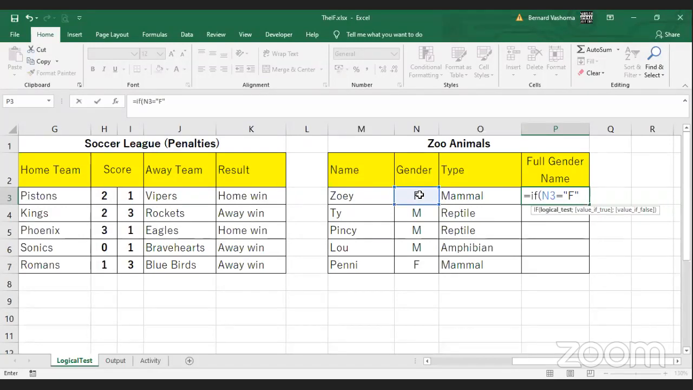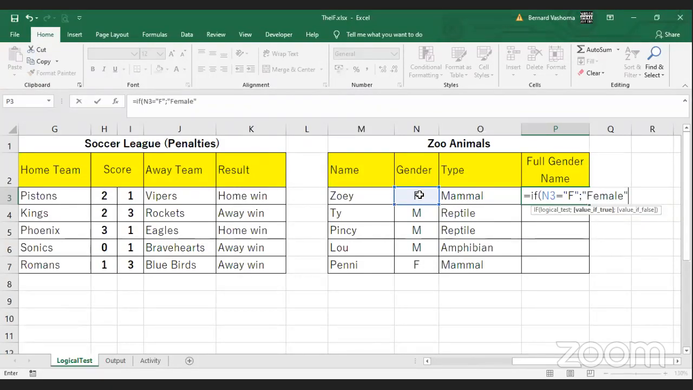And again, especially when you're dealing with alphabetical letters, like in this case F, you can't say if N3 is greater than F or is less than F, because this is not a numerical value that can be compared like that. So when it comes to text, it's just equals. It's easier like that. All right, so our value is the full one. We want it to be female.